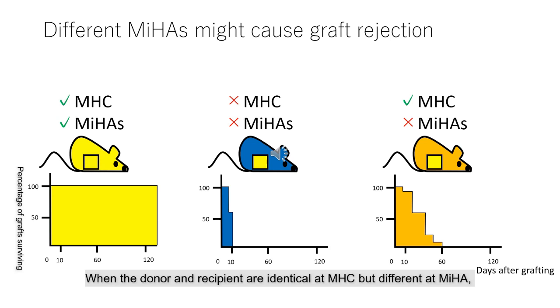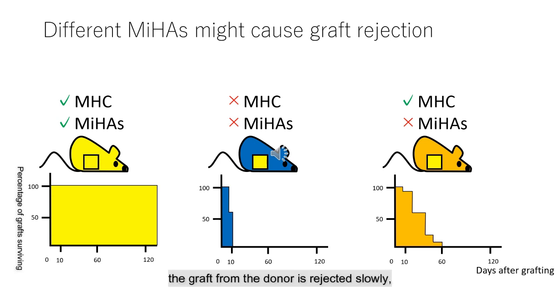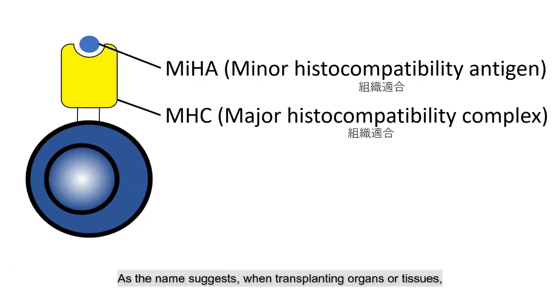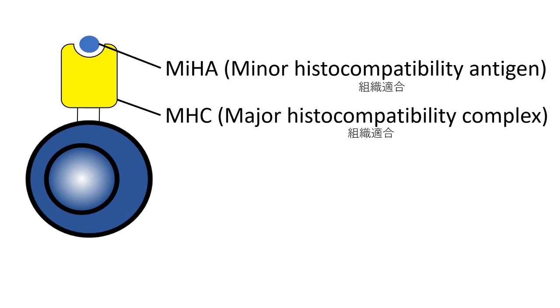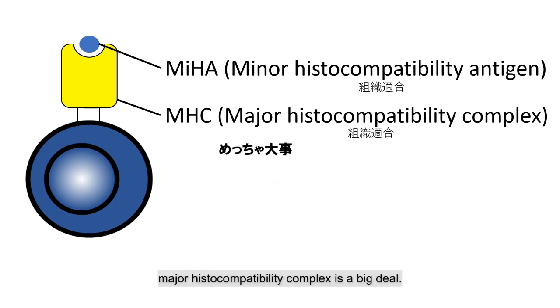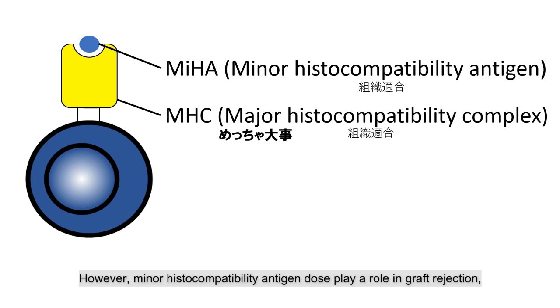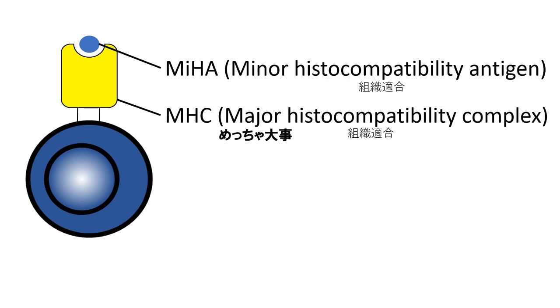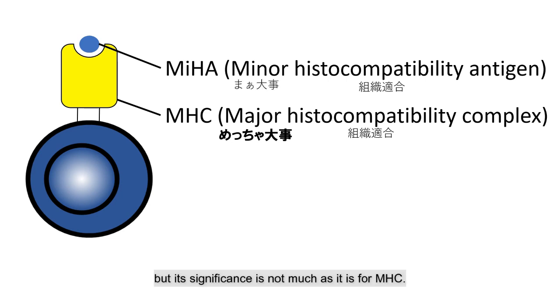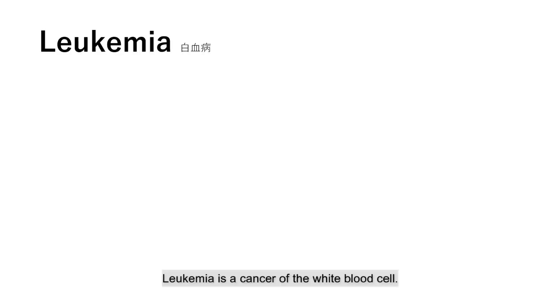When the donor and recipient are identical at MHC, but different at MIHA, the graft from the donor is rejected slowly, and the skin graft dies within 60 days. The results show that different MIHA could cause graft rejection. Stop the video and look at the figures carefully if you need to. As the name suggests, when transplanting organs or tissues, major histocompatibility complex is a big deal. However, minor histocompatibility antigen does play a role in graft rejection, but its significance is not as much as it is for MHC.